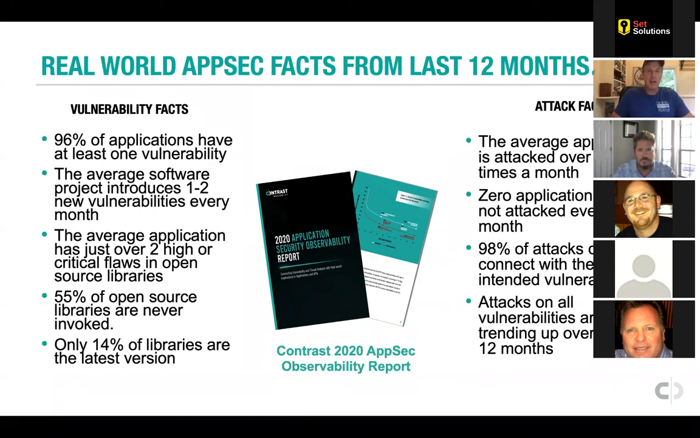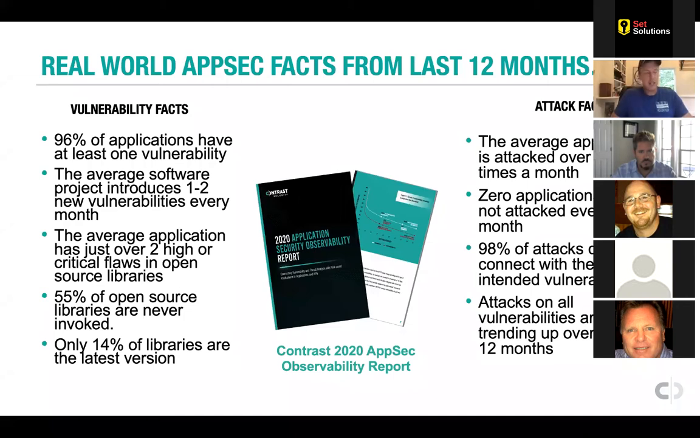I wrote the OWASP Top 10 in 2002. And in 18 years, we've made basically zero progress. Still today, you can see some of the statistics here. 96% of applications have a vulnerability. The average software project introduces almost 2 vulnerabilities every month. And that's just in the custom code. If you include the libraries, they've got over 2 high or critical flaws in their open source libraries.